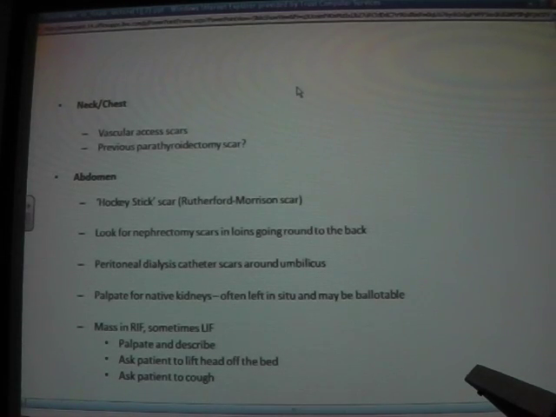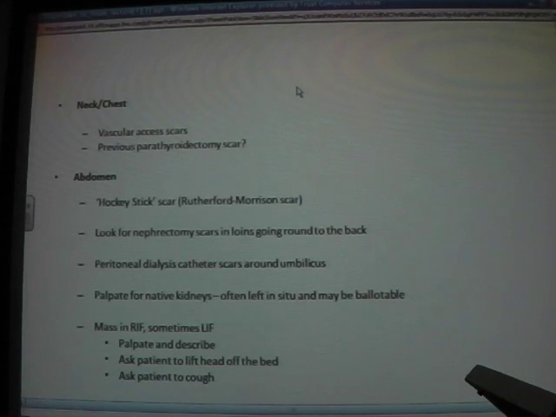Look for small port scars around the umbilicus, which may suggest they've had peritoneal dialysis in the past. So it's a catheter scar, a bit like the laparoscopic port scars. Then examine the abdomen as you normally would: palpation, auscultation, percussion and everything. I've written there, don't forget to palpate for the native kidneys. If they've had a transplant for polycystic kidneys, you will be able to ballot the kidneys. And then when you come to palpating the transplanted kidney, be gentle, because patients are very protective and precious about their transplanted kidney, understandably.